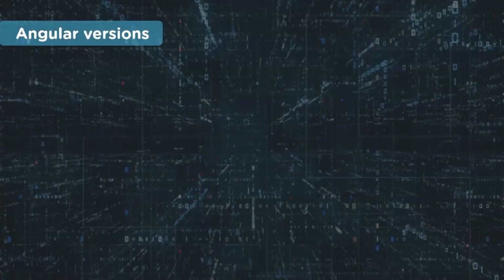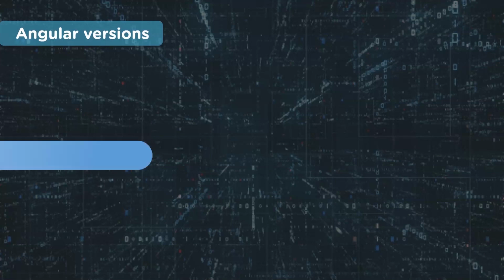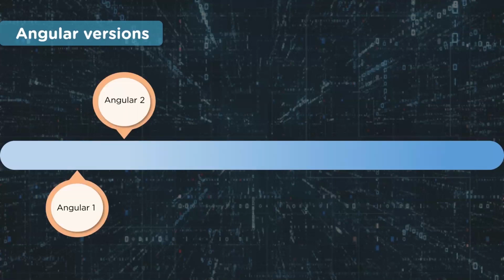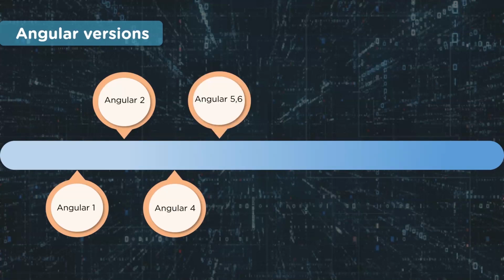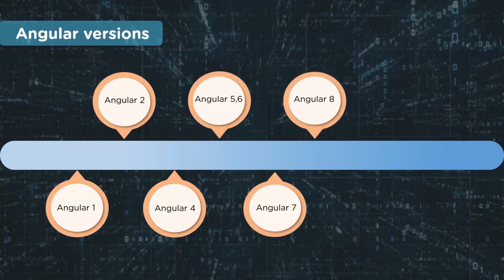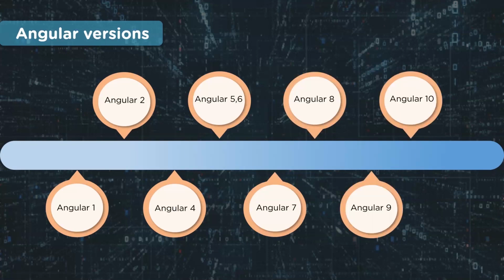Ever since its inception, Angular has been consistent with releasing new features in their versions. First up was Angular 1, then Angular 2, 4, however Angular 3 was skipped. There was Angular 5 and Angular 6, Angular 7, 8, 9 and finally in 2020 they released Angular 10.